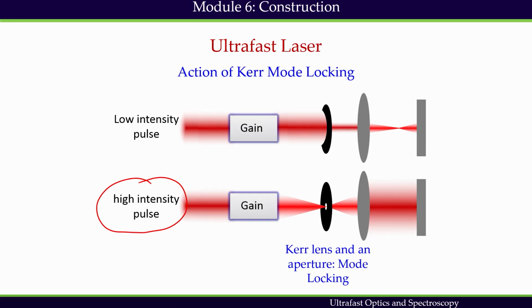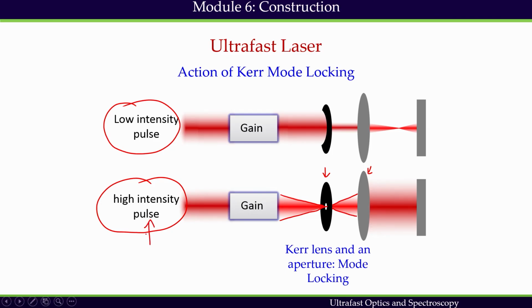And if we use an aperture and a lens, then what might happen if we compare low intensity pulses and high intensity pulses? This focusing occurs because of the optical Kerr effect. This is present only for high intensity pulses.